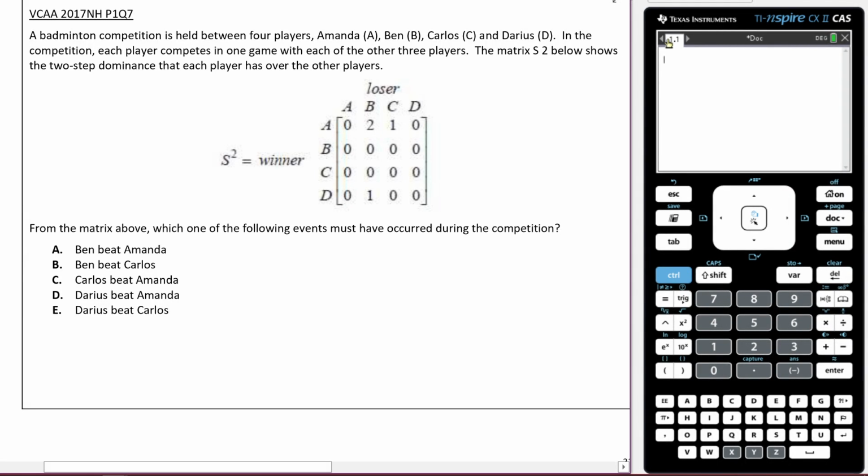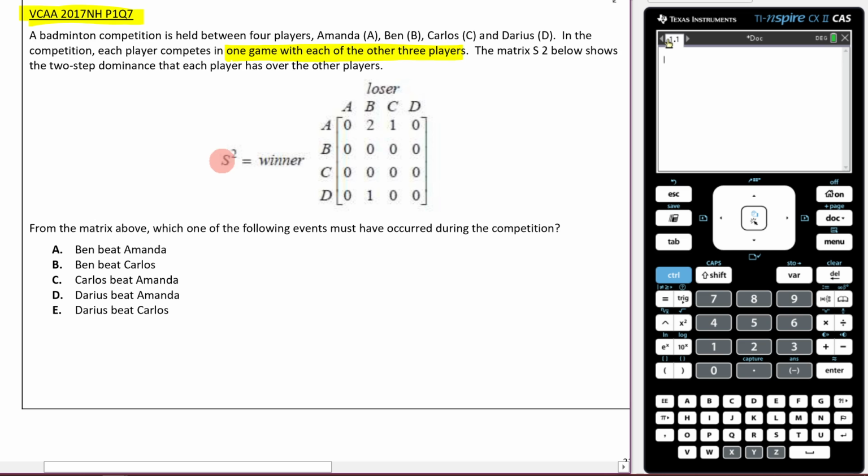Let's answer this question before us. It is taken from VCAA 2017, Northern Hemisphere, Paper 1, Question 7. A badminton competition is held between 4 players, Amanda, Ben, Carlos, and Darius. In the competition, each player competes in one game with each of the other 3 players. So we've only got one game between each of the other 3 players.